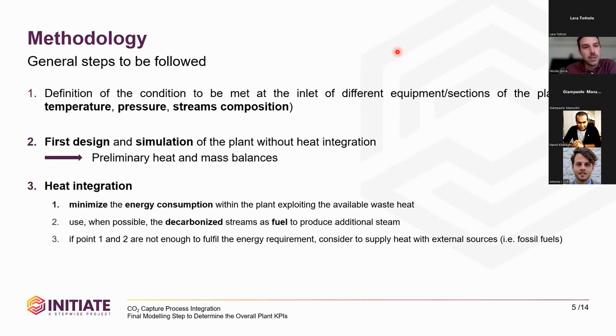Then this step is followed by the heat integration to minimize the energy consumption using the available waste heat. When possible, use the decarbonized streams as fuel to produce additional steam if the waste heat is not enough. And if points 1 and 2 are not enough, we have to take into account the possibility to supply heat from external sources, for example with fossil fuel. The last step is the calculation of KPIs, which allows us to compare different plant solutions and understand which one is the best.